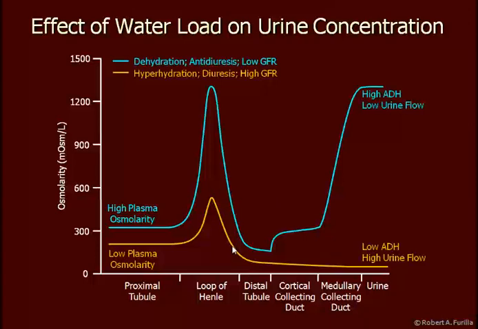Now we're coming up the ascending limb. We're in the distal convoluted tubule. We get into the cortical collecting duct, the medullary collecting duct. This individual is not producing ADH. We have a high urine flow. This individual is attempting to get rid of this excess water.